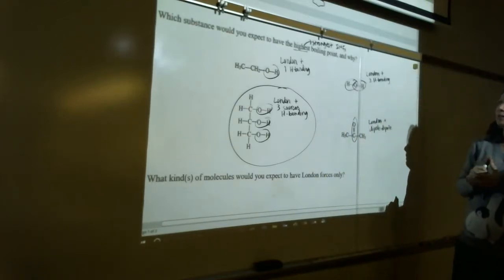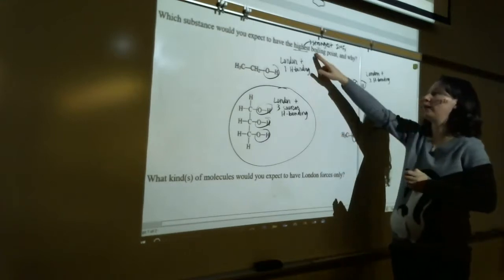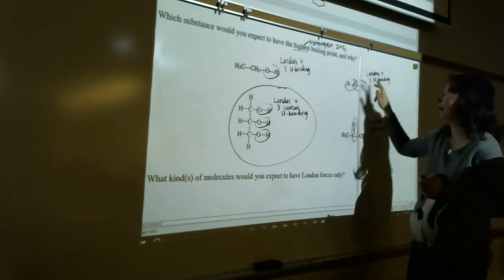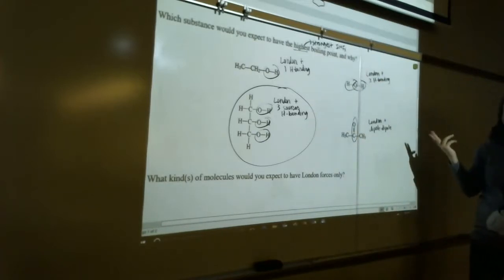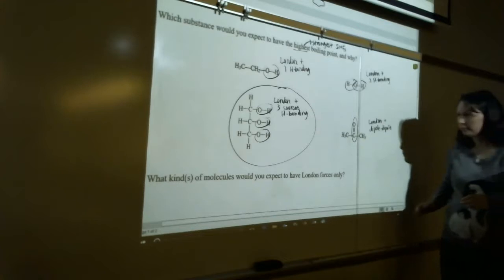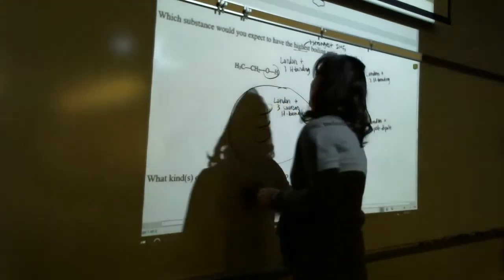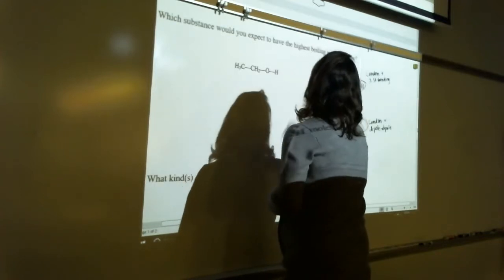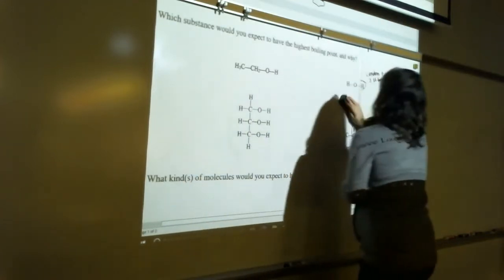So if this were a test, and you wrote the molecule with the strongest IMFs will have the highest boiling point, and then you just identified the IMFs in each one of these, that would have been sufficient for me. All right. Let's look at the next one.